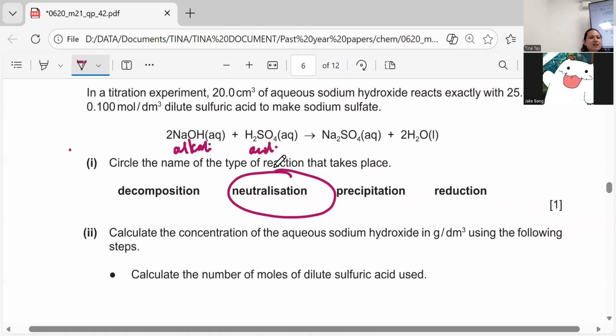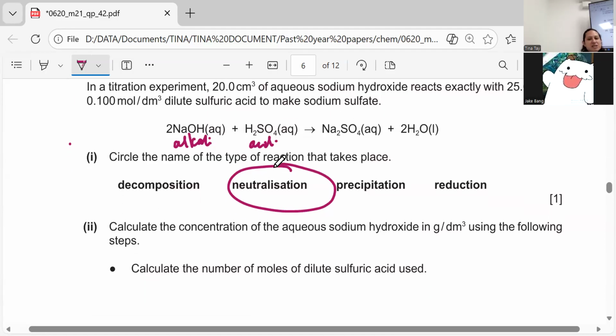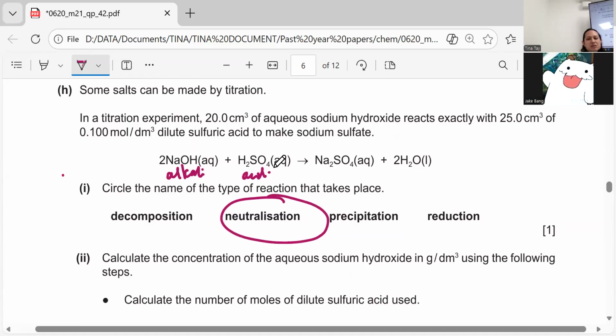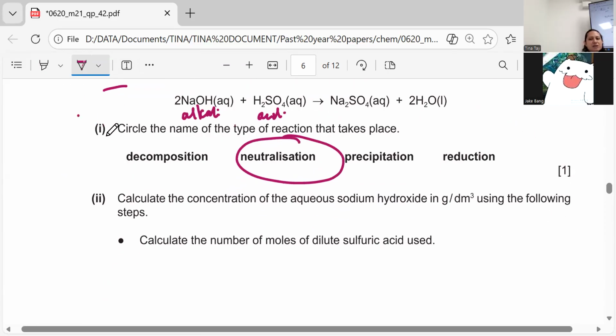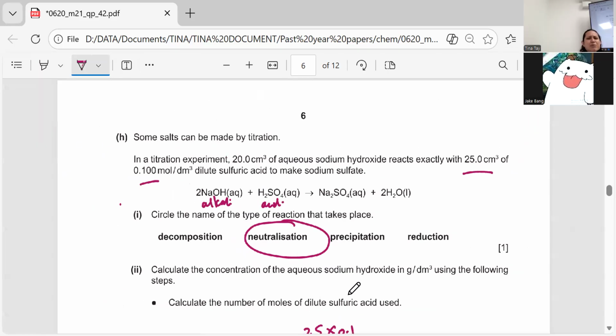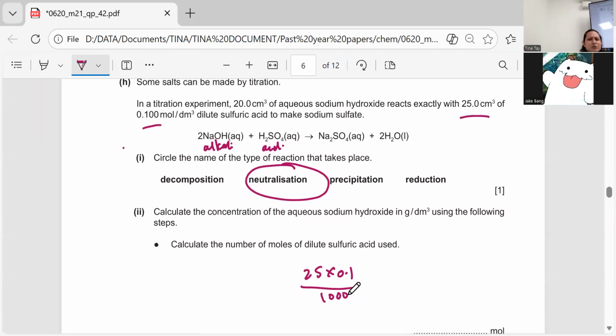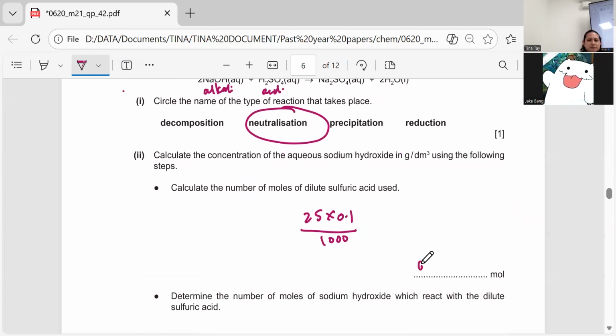Calculate the number of moles of dilute sulfuric acid used. 25 times 0.1 over 1,000. MV over 1,000. How can you not do it? 0.025.